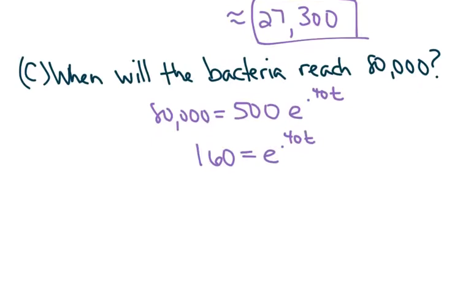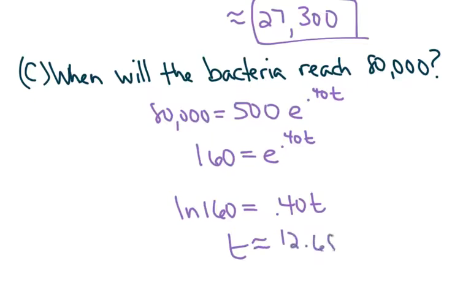In log form, you're going to take the natural log of the other side. And then we're going to do natural log of 160 divided by 0.40. And t is going to be approximately 12.68. And it's going to be in hours.